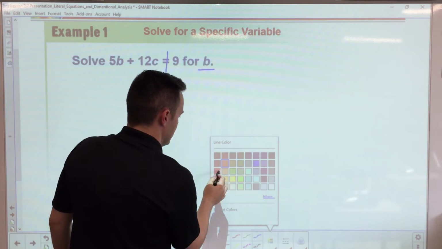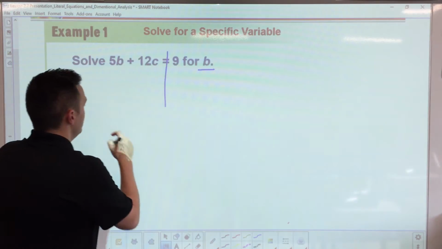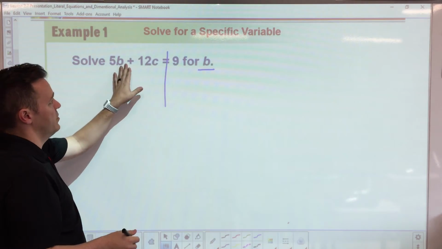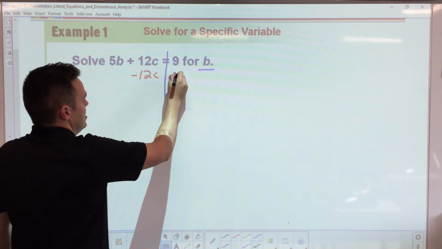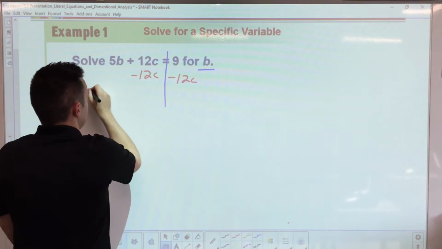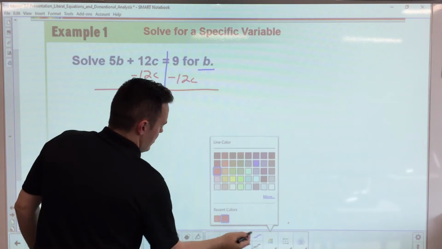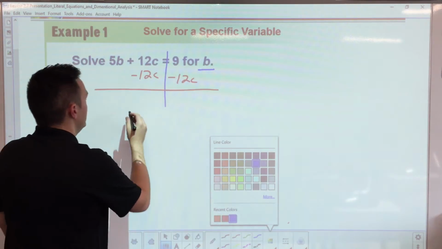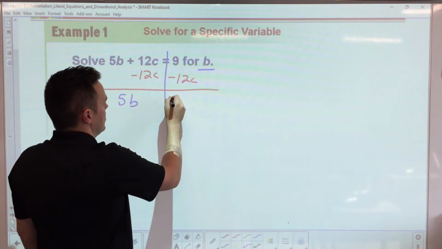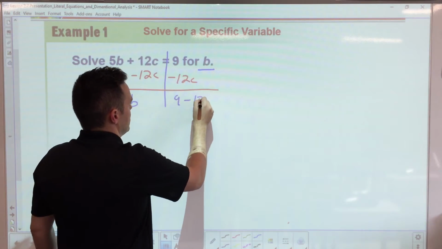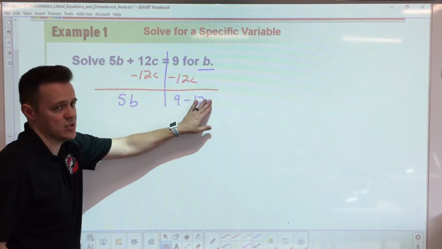And let's work on both sides together. By now, you guys know how to do this. If we're solving for b, what do we got to do first? Let's get rid of the 12c, okay? So we're going to subtract 12c from both sides. And when you do that, you go back to blue, you end up with 5b, because these cancel out, equals 9 minus 12c, okay? So you can't combine those terms.